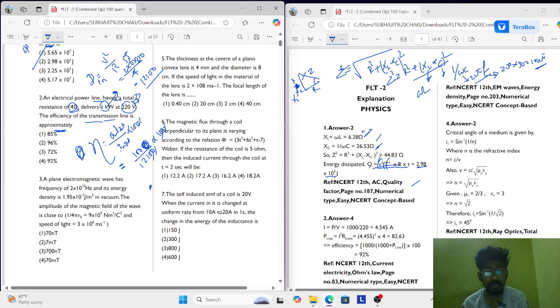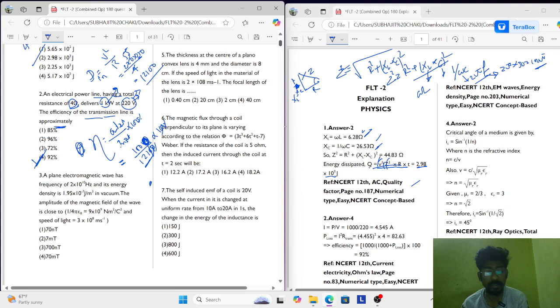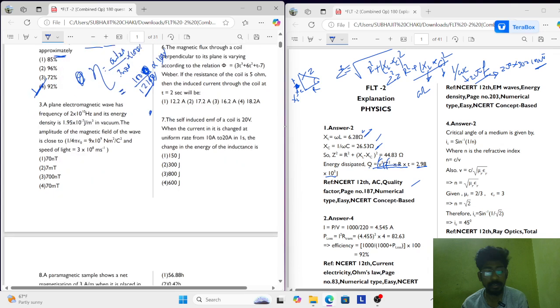So around 1000 divided by 121. This is 80 or 90 something, near about 90 will be our answer. Not 80, but 90, because 121 into 9 is equal to 1089. So around 90 will be our answer, and therefore option number 4 will be the correct option here.